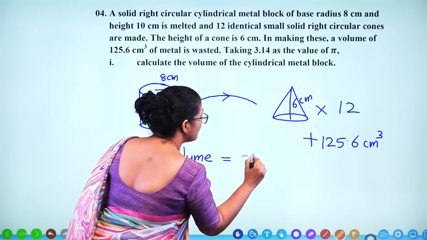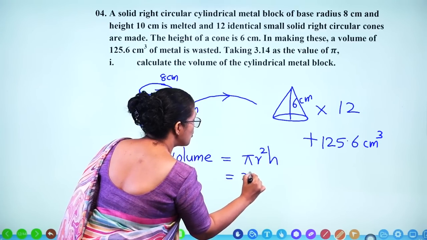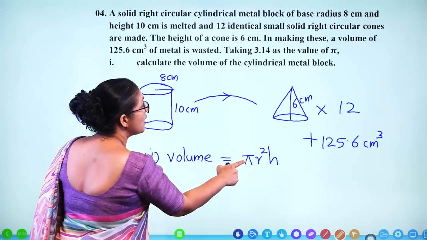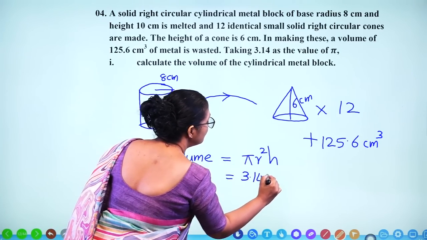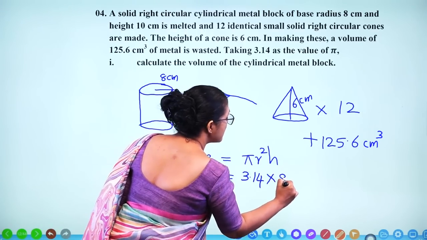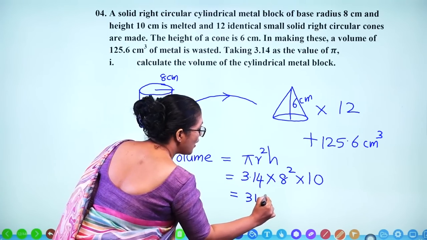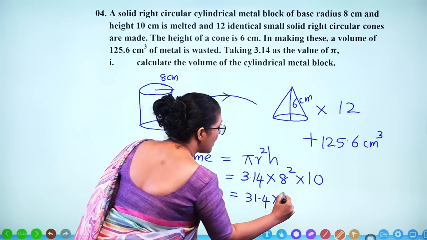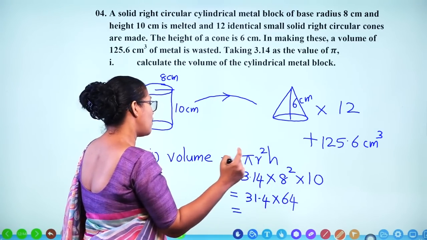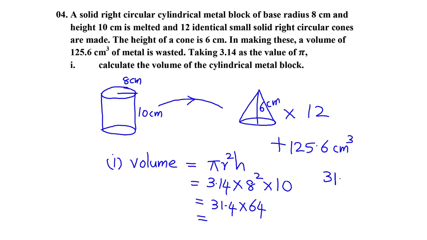Volume is pi r squared h. Pi 22 over 7, you can't take that. So what is the pi value? 3.14 times r, 8. So 8 squared, h is 10. So when you multiply this by 10, you get 31.4 multiplied by 8 squared. That's 64. So what's the volume? You do long multiplication. 31.4 multiplied by 64. 60 and 4, 24, 8, 18. Then 4 times 4, 16. 4 times 1, 4 plus 1, 5. 4 times 3, 12. Now add it.